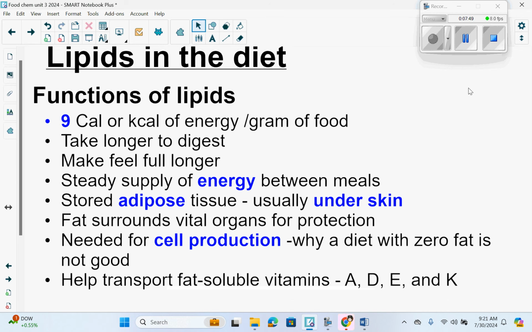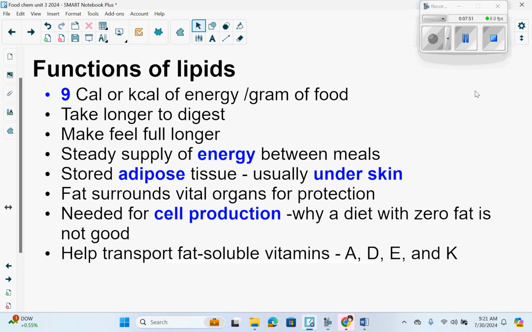Lipids in the diet. Functions of lipids. They provide 9 calories, or kilocalories, of energy per gram of food. They take longer to digest. They make you feel full longer. They're a steady supply of energy between meals. They're stored as adipose tissue. This is usually under your skin.